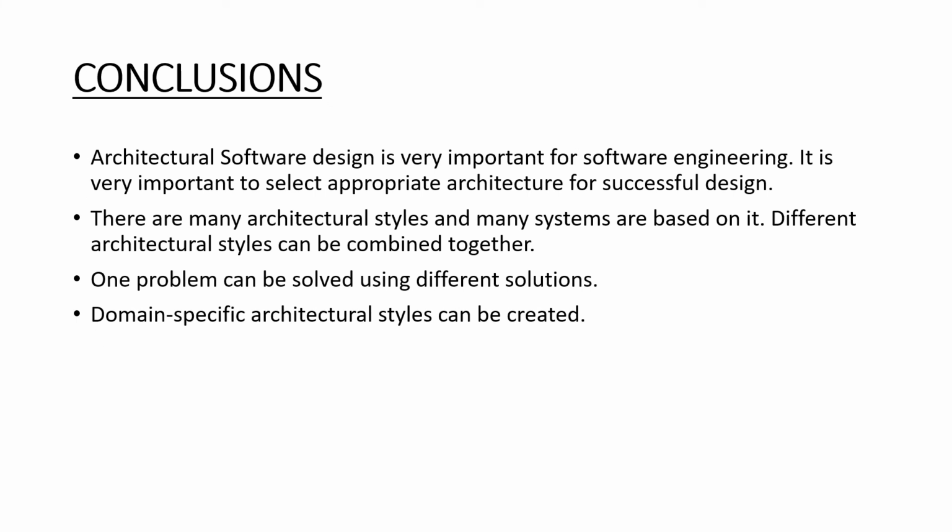Conclusion. At last, the conclusion is that it is really very important to select the correct architecture for getting a successful design. There are different types of architectural styles out there, and these styles can be combined together into a single design using different ways of combining. One problem can be solved using different architecture solutions as explained in one of the case studies. Also, domain-specific architectural styles can be created for development.